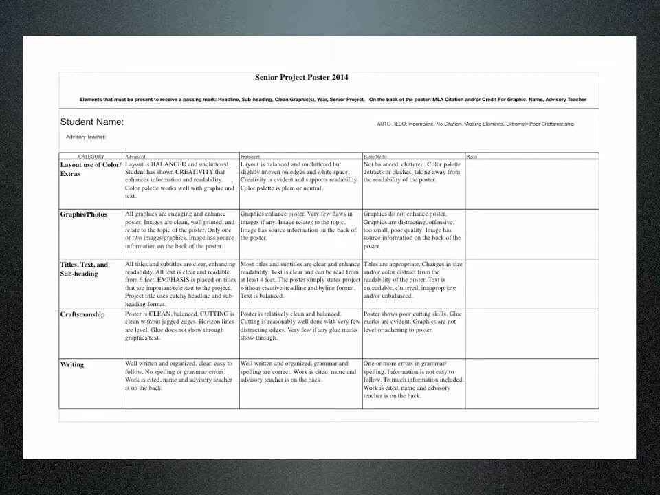So I'm just going to go over kind of the advanced, but you really want your layout to be balanced. You need to show some creativity with it, and make sure the color palette works well with the graphic or text. Make sure that the graphics are engaging and enhance the poster, that they're clean and well printed. I can't stress that enough. I've seen so many posters just terribly printed. Really go for the high quality. Go to Staples if you need to, or some copy store, or find a good printer so you can have a high quality image. And stay away from images with watermarks. It's just tacky and it looks terrible.